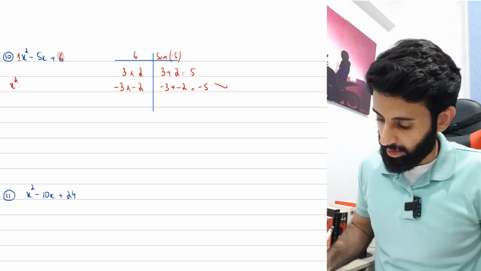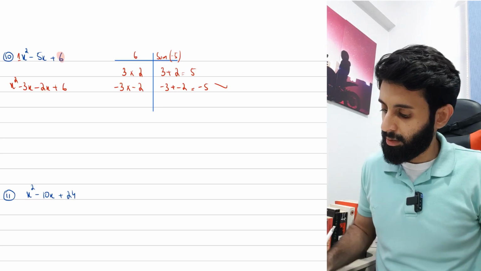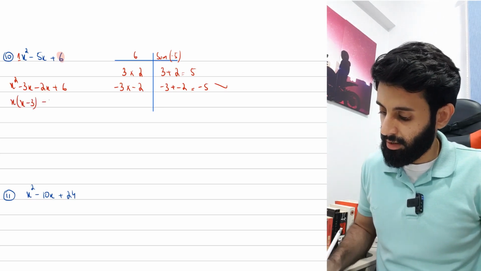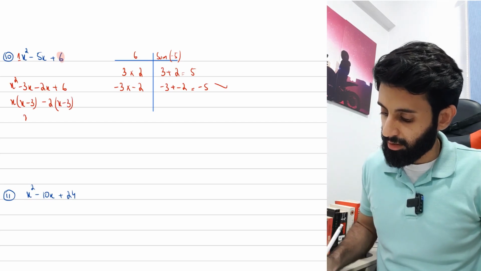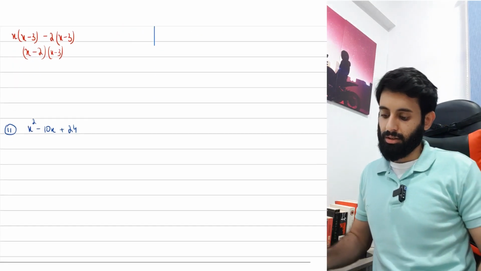So we have x squared minus 3x minus 2x plus 6. What do I factor out in the first pair of terms? Just x, so I have x minus 3. What do I factor out in the next pair of terms? Minus 2, so I have x minus 3 again. And now you have x minus 2 times x minus 3 as your final answer.